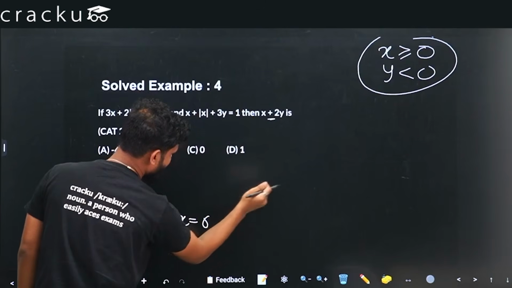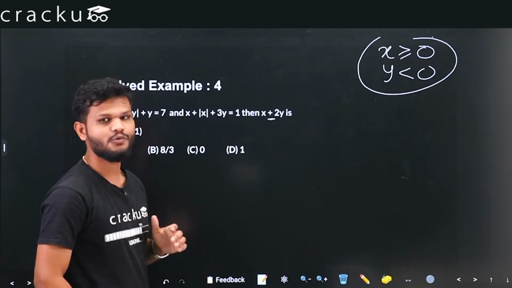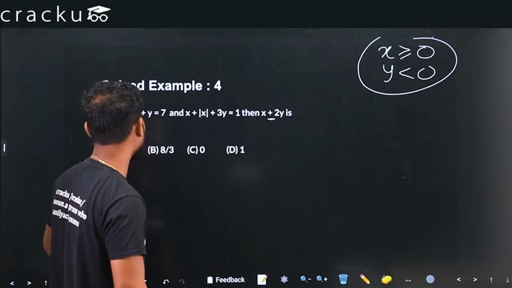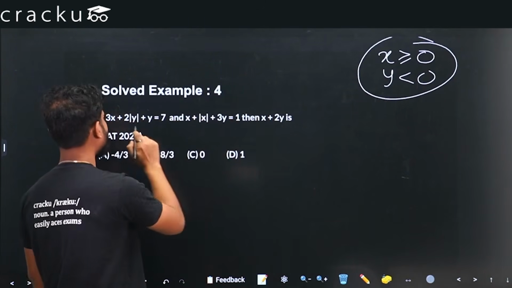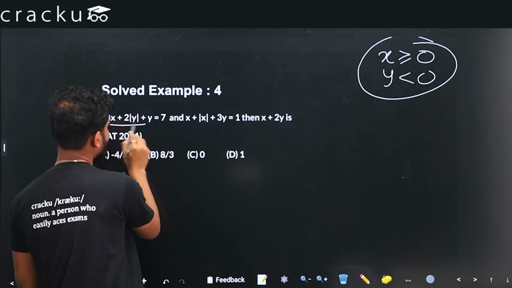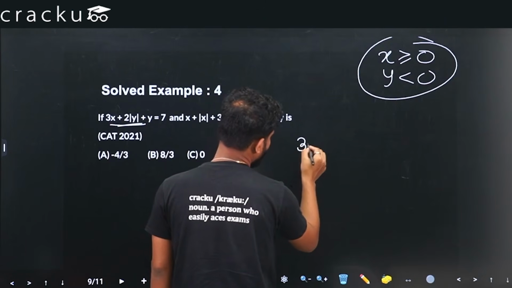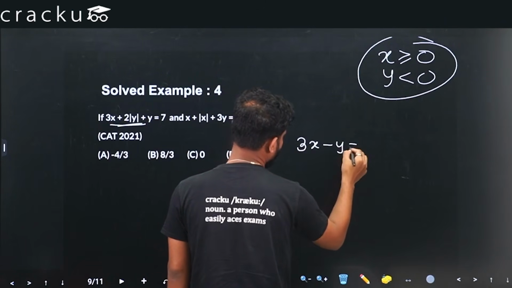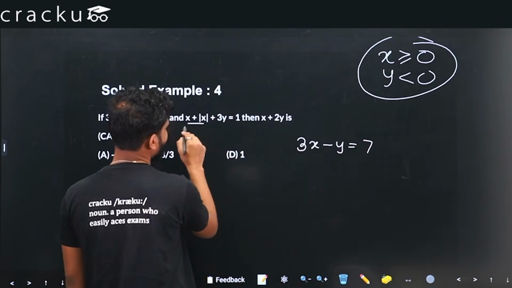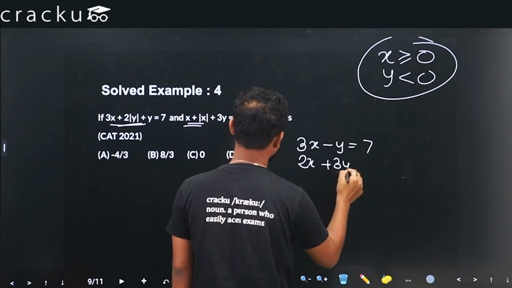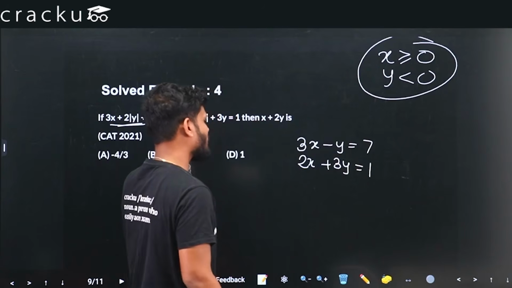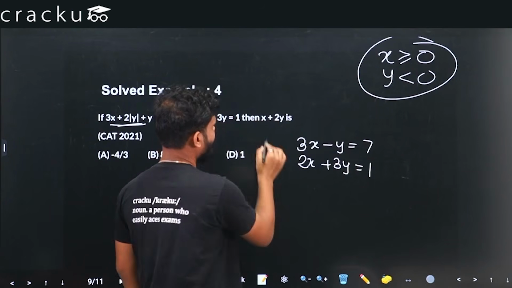If you would have started from the beginning, then it would have been so much more cumbersome for you to solve. So now let us put this condition and solve. x greater than or equal to 0, y is less than 0. So this equation will become 3x minus y is equal to 7, and this equation will become 2x plus 3y is equal to 1. What do I need to find? I need to find x plus 2y.